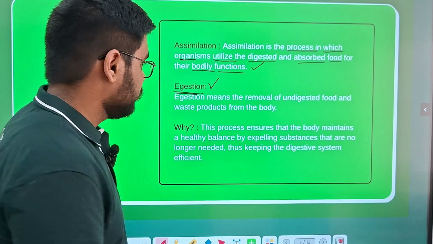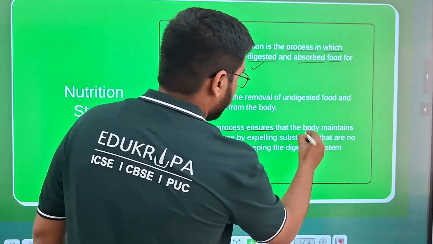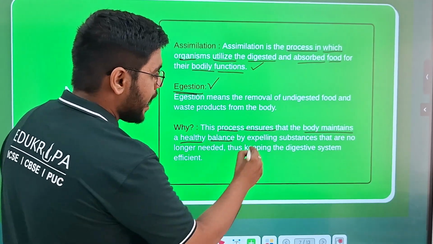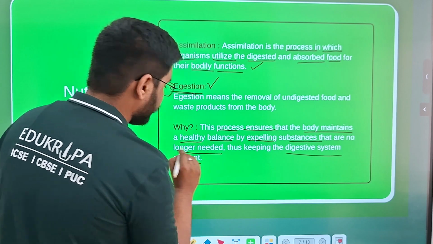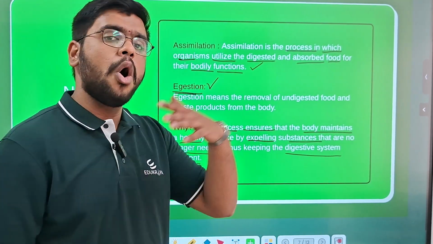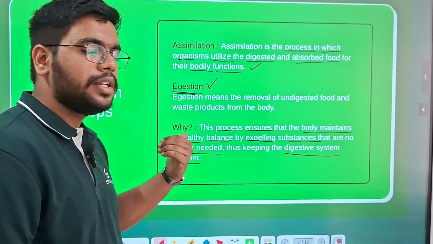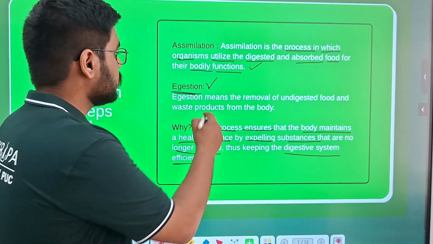Why do we need to do that? This process ensures that the body maintains a healthy balance and expels substances that are no longer needed, thus keeping the digestive system efficient. We can't permanently store all the food in our body, hence it needs to get ejected. This process is egestion.